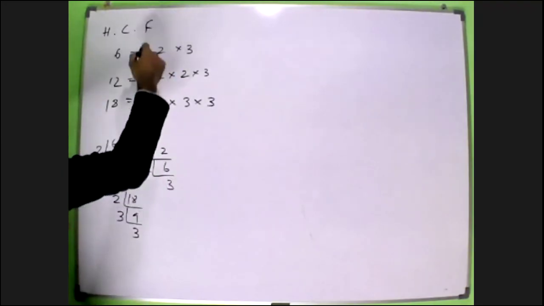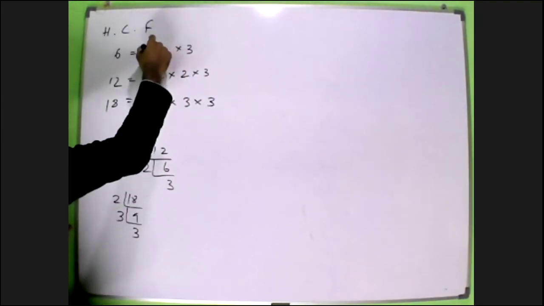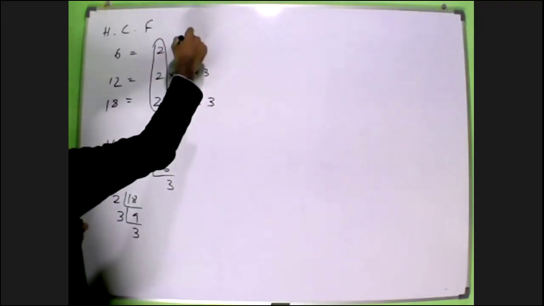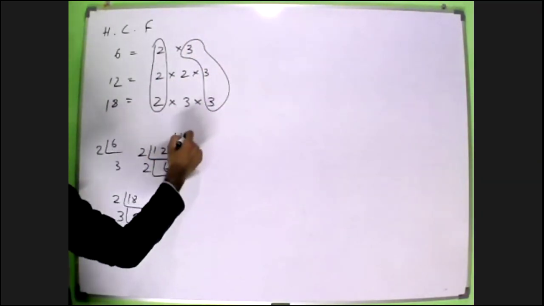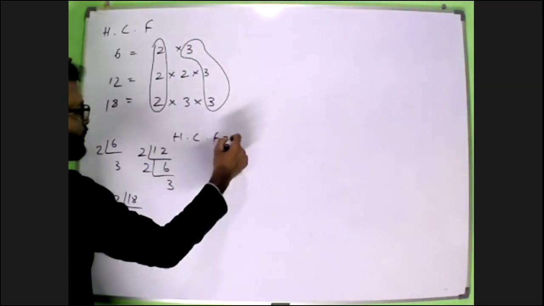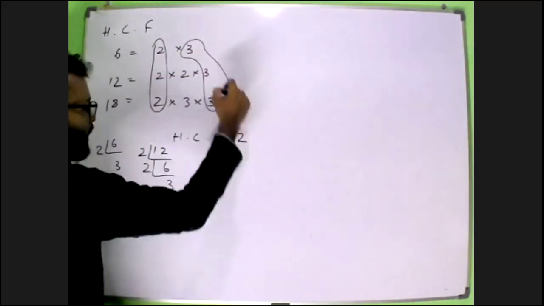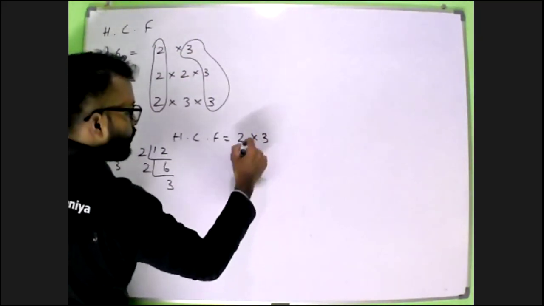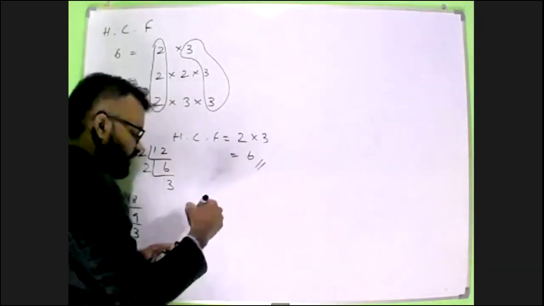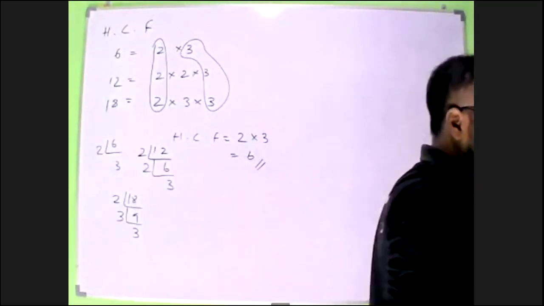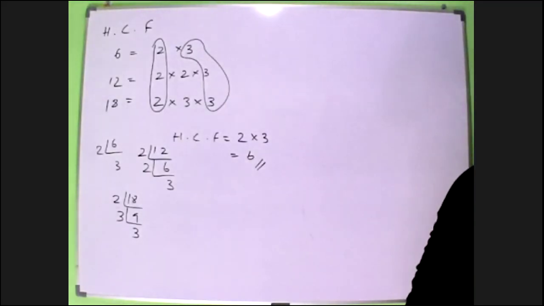So you have to get the common numbers for each and every number, right? So I am going to round it and circle it. So the highest common factor will be the multiplication of 2 and 3, right? 6. So this should be the highest common factor, which is 6, right?